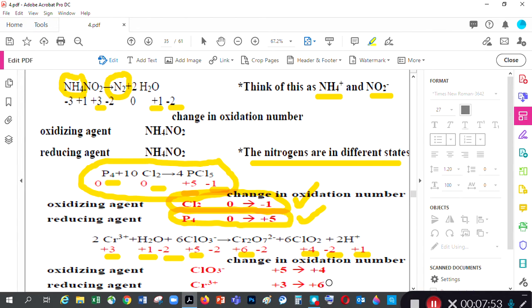Ask yourself the question. What does chromium do to chlorine? Chromium is forcing chlorine to be reduced. So chromium is a reducing agent, and itself will be what? Oxidized. What does chlorine do to chromium? Chlorine is forcing chromium to be oxidized from +3 to +6. So chlorine is an oxidizing agent, itself will be what? Reduced. Let's go further.